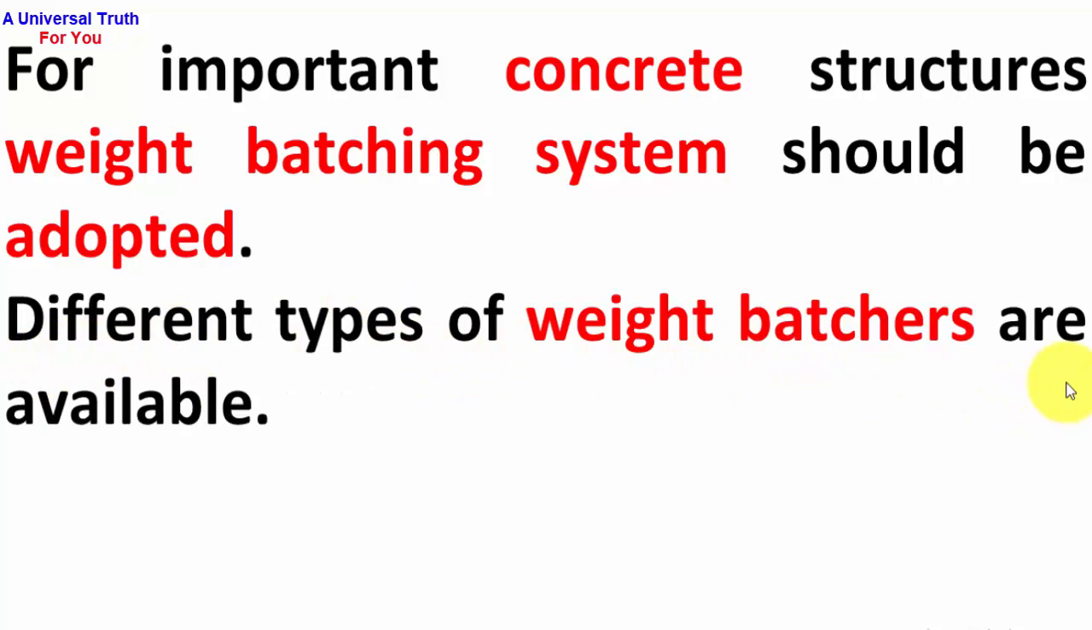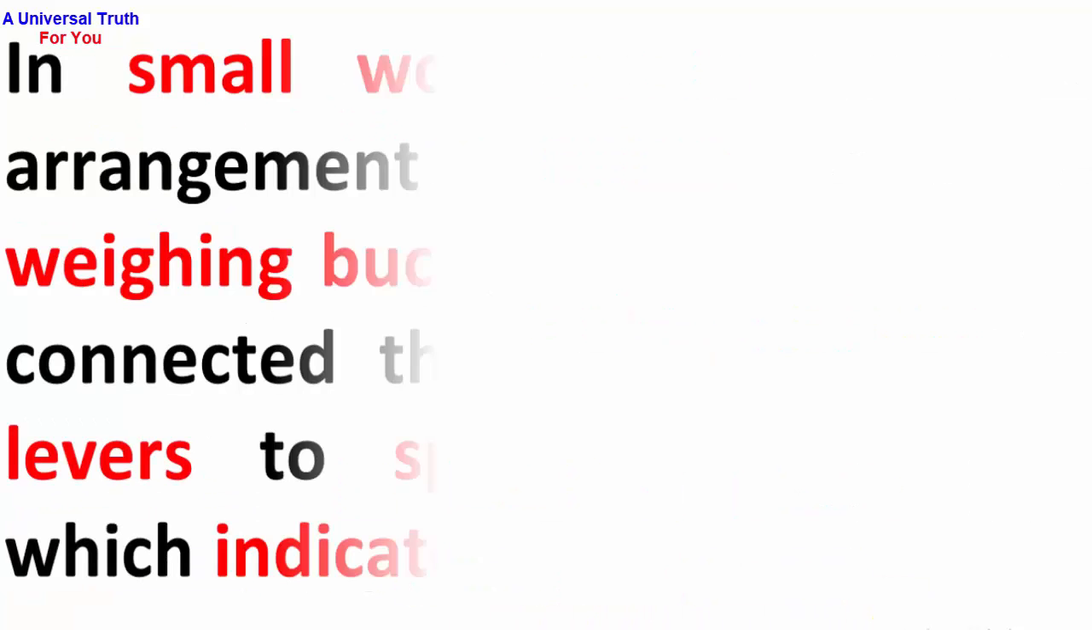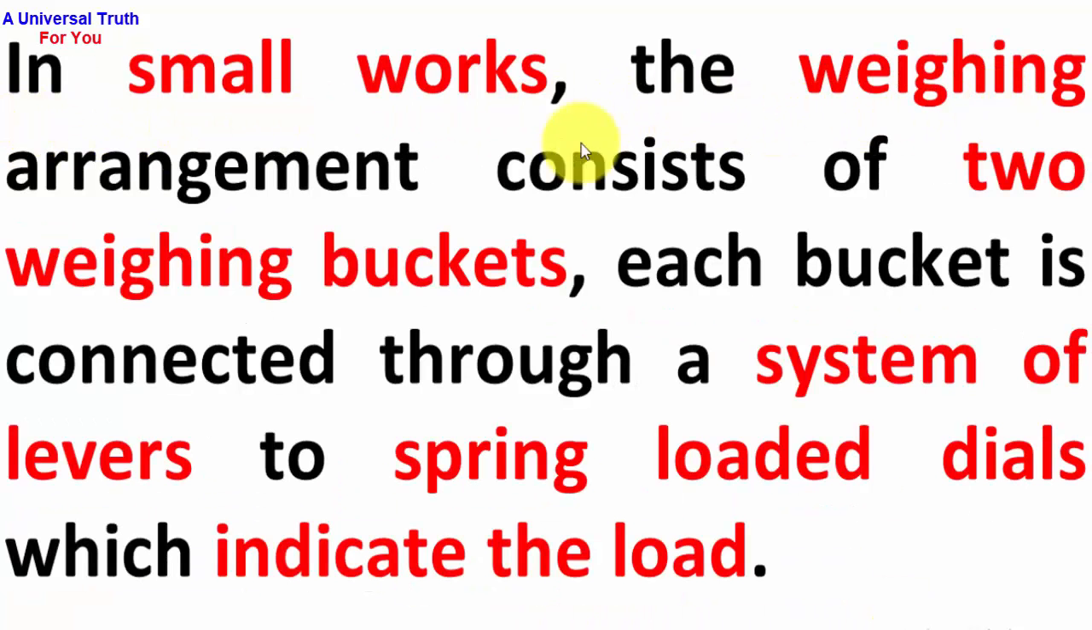Different types of weight batchers are available. Large weight batching plants have automatic weighing equipment. In small works, the weighing arrangement consists of two weighing buckets. Each bucket is connected through a system of levers to spring loaded dials which indicate the load.